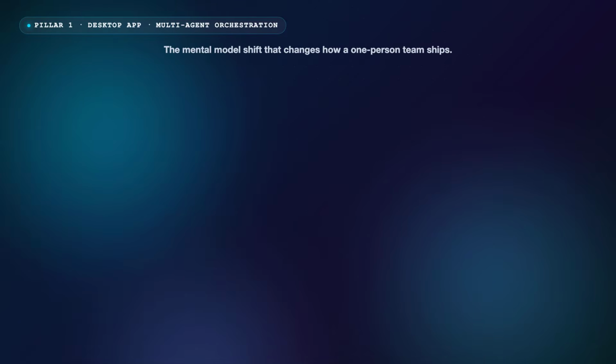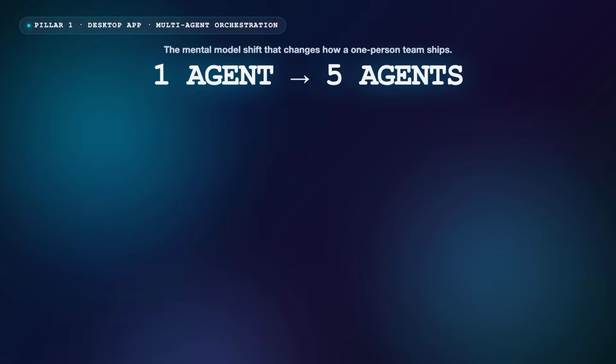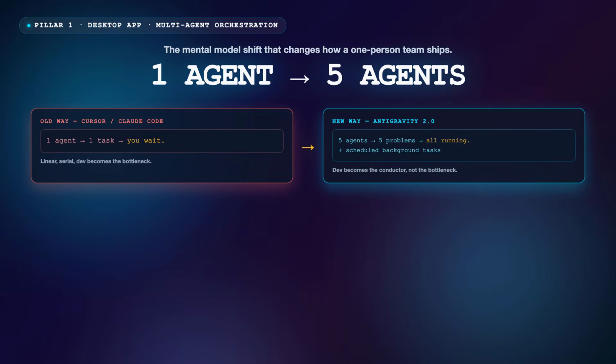Pillar 1, the desktop app. The mental model shift here is significant. Old Cursor, old Claude Code. One agent, one task, you wait. New Antigravity. You design a subagent workflow once and dispatch 5 agents to 5 different problems in parallel.